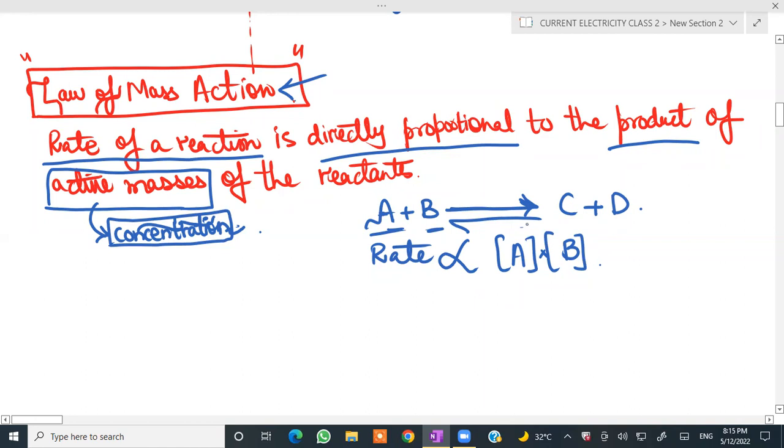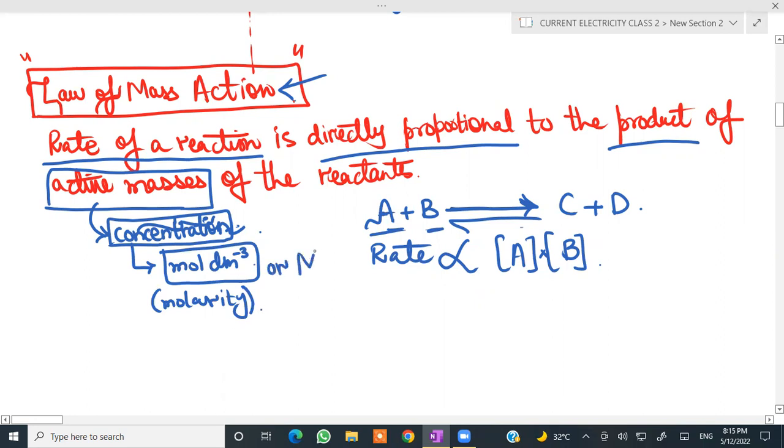Now the term active mass represents the concentration, and this concentration specifically is in mole per dm cube, meaning the molarity. This concentration in mole per dm cube is also known as the molarity. Mole per dm cube is also symbolized as capital M. I hope you guys know all of this stuff, right?